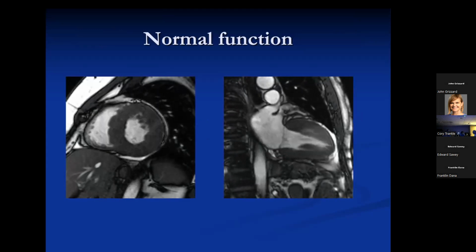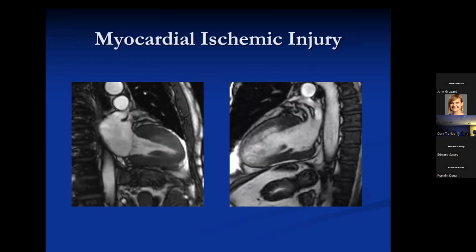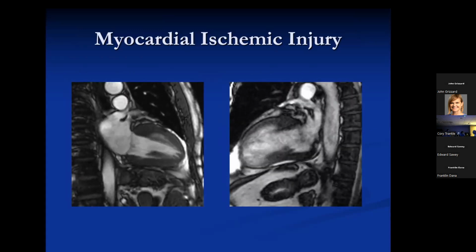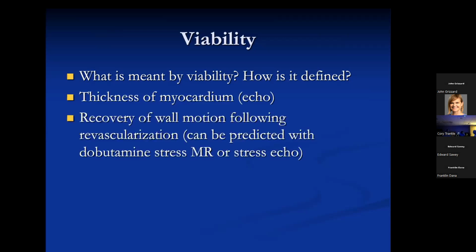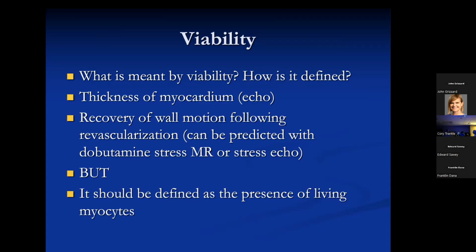Normal two-chamber and normal short axis. Here's one on the image on the right. Clearly, that anterior wall is not healthy. But is it reversible or is it irreversibly injured? So that goes to what do we mean by viability? How do you define it? Echo a lot of times talks about the thickness of the myocardium being 5 mm or less, maybe it's dead. Recovery of wall motion on a dobutamine stress echo or dobutamine stress CMR might be deemed evidence of viability if it can recover. But really, it should be whether or not the myocytes are alive, right?